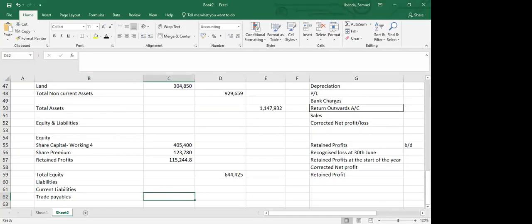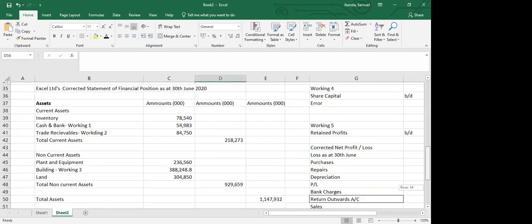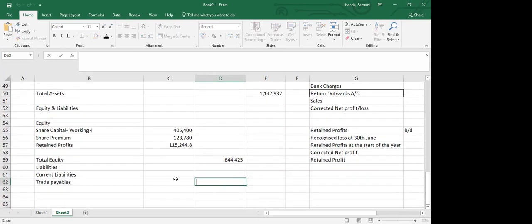Trade payables from the question is 45,756. Now, was there anything to do with trade payables in the question? When you check the errors, we didn't have anything on trade payables. So as the value is there is the way we also bring it here. So it is 45,756, as it is there.